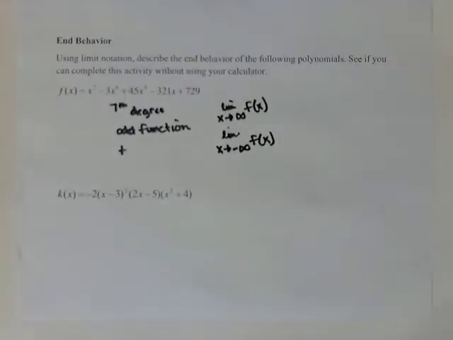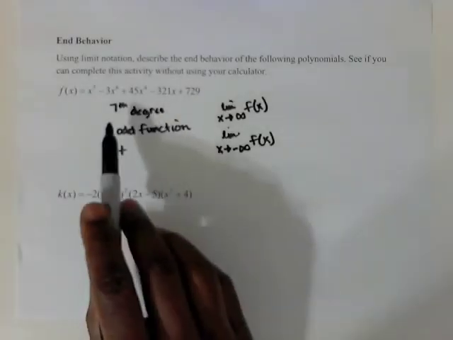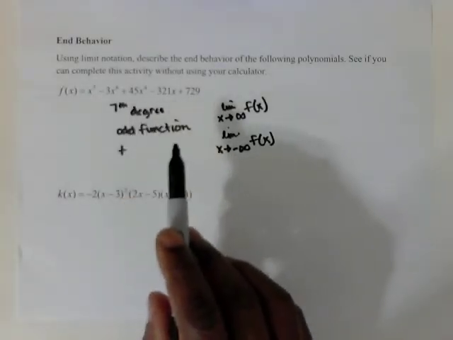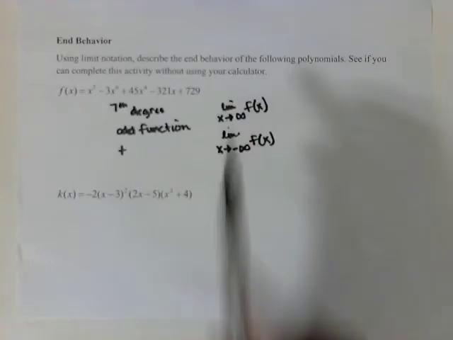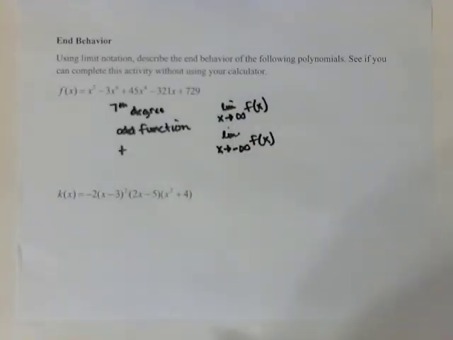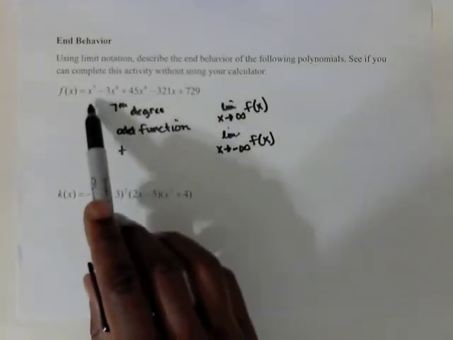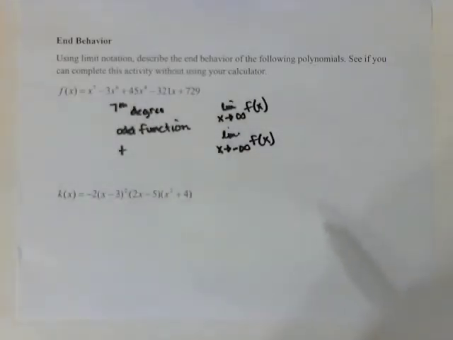Now what we can look at is if we just look at the x to the 7th part. When x gets big enough, it's going to dominate whatever the x to the 6th, the x to the 4th, the x, and the constant 729 do. So if we look at what happens when it gets really big, if we were to put in a really big positive x number, we're going to get out a really big positive number.